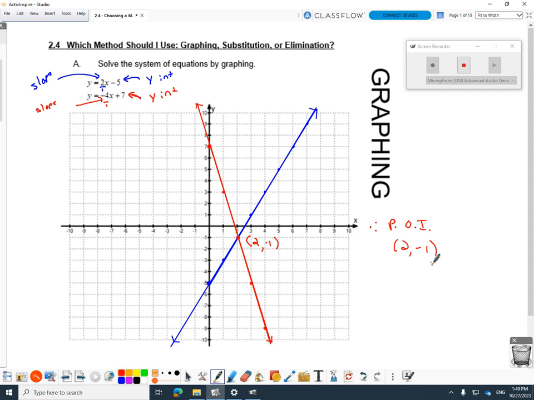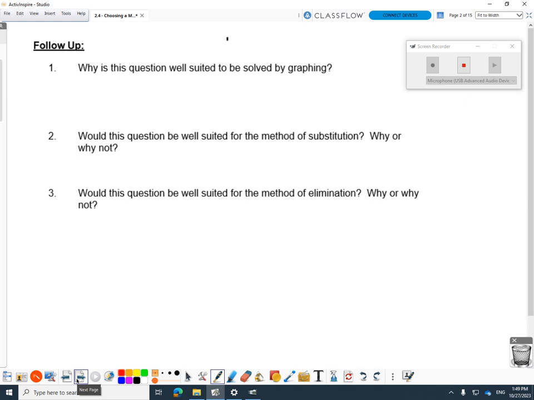Guess you have more time? It's good. More time? All right. Why is this question well suited for graphing? I'm going to keep it short here. I'm not going to get technical or mathy here. I'm just going to tell you why that question was well suited for graphing. They were both y equals. If they're both y equals, you're not going to find graphing to be a big problem. It should be pretty straightforward.